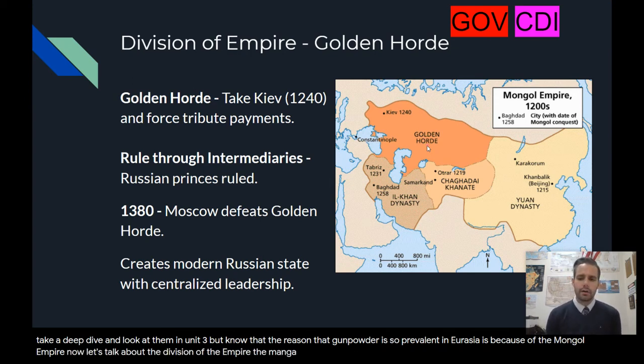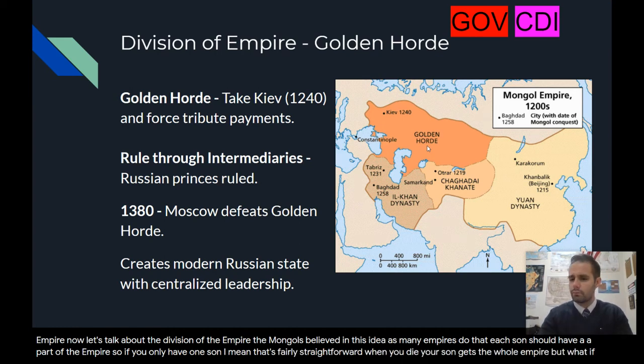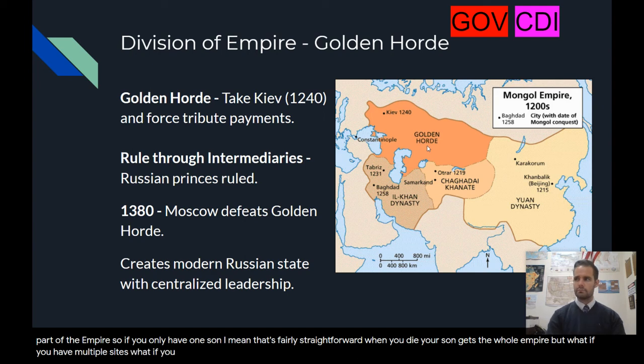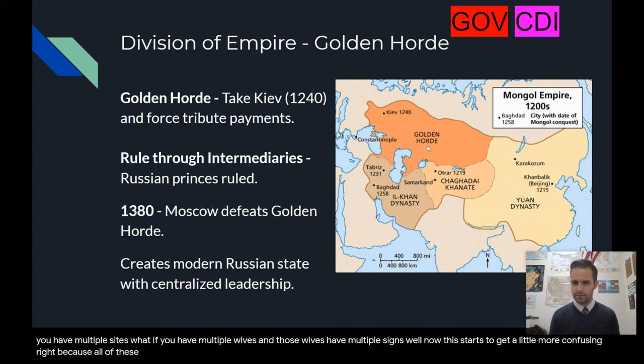The Mongols believed in this idea, as many empires do, that each son should have a part of the empire. So if you only have one son, that's fairly straightforward. When you die, your son gets the whole empire. But what if you have multiple sons? What if you have multiple wives and those wives have multiple sons? Well, now this starts to get a little more confusing, right? Because all of these different individuals now have a claim to the throne.